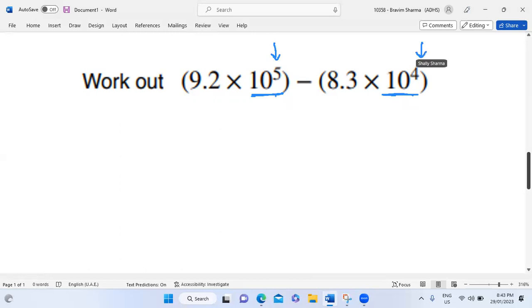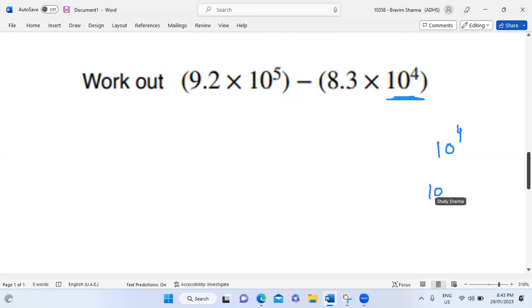4. And as I told, either you can make 10 to the power 5 in terms of 10 raised to the power 4, or you can write 10 raised to the power 4 in the form of 10 raised to the power of 5. Now in the last one, I wrote the bigger exponent value as a smaller one. So here I take this 10 to the power of 4, and I will try to write it as 10 raised to the power of 5.